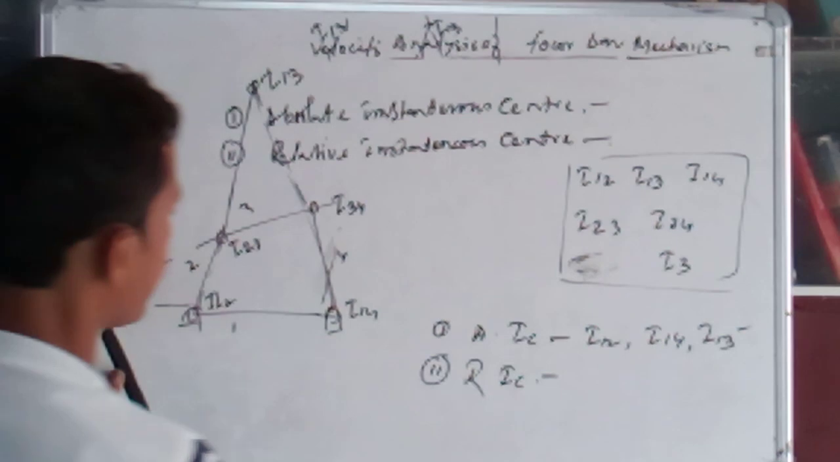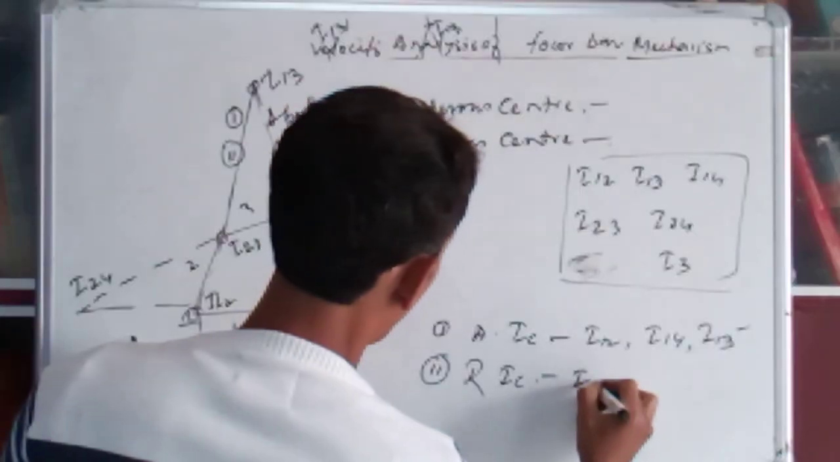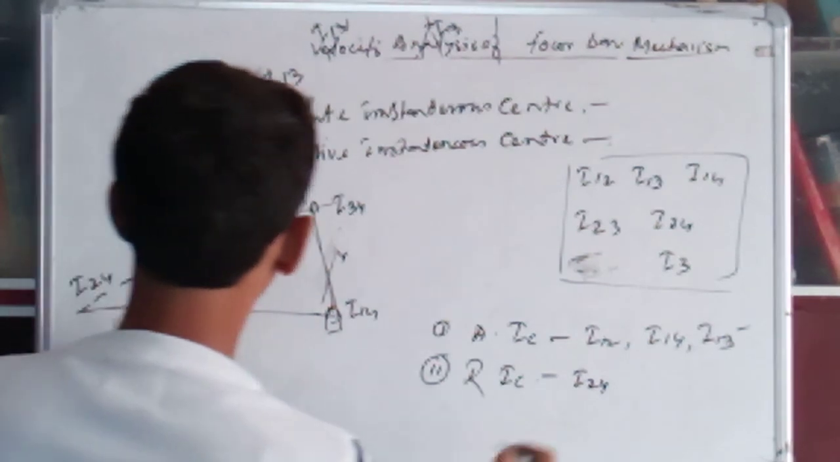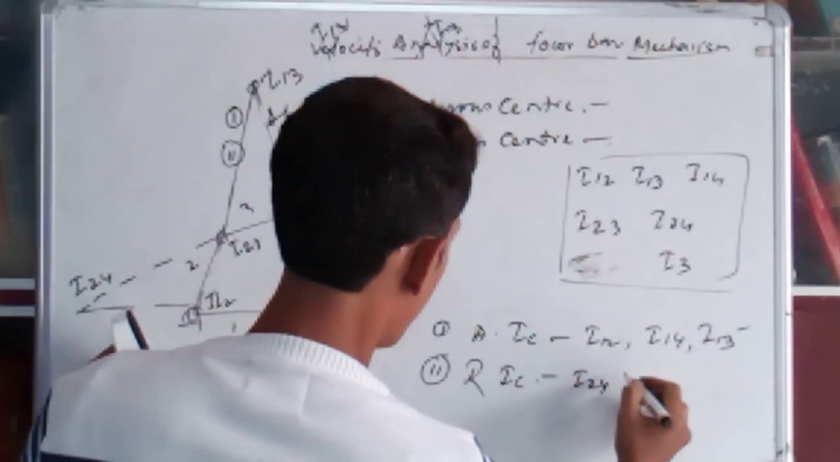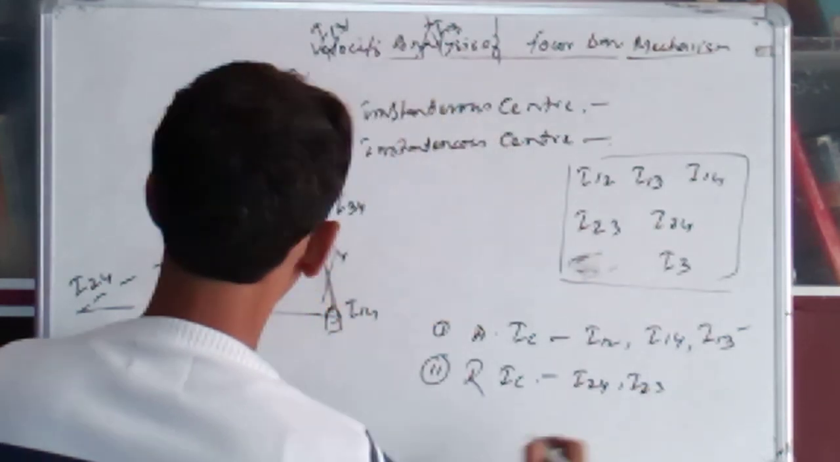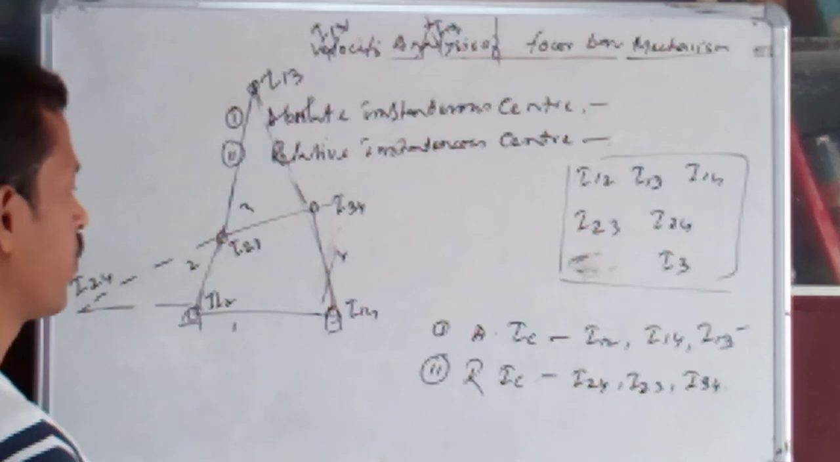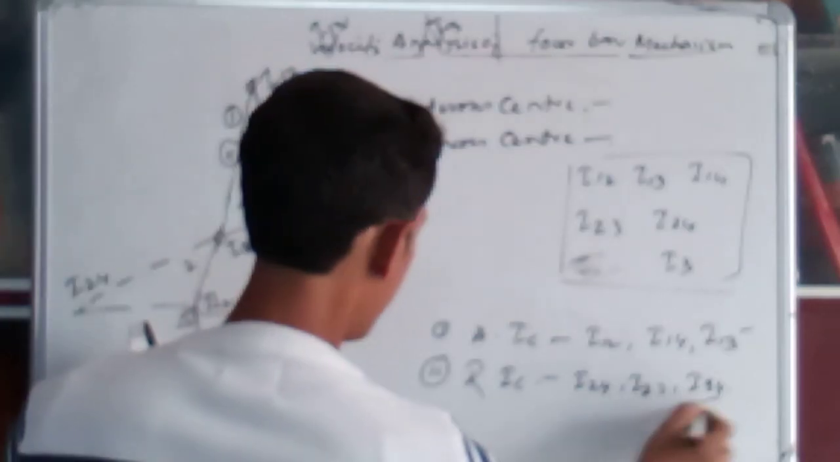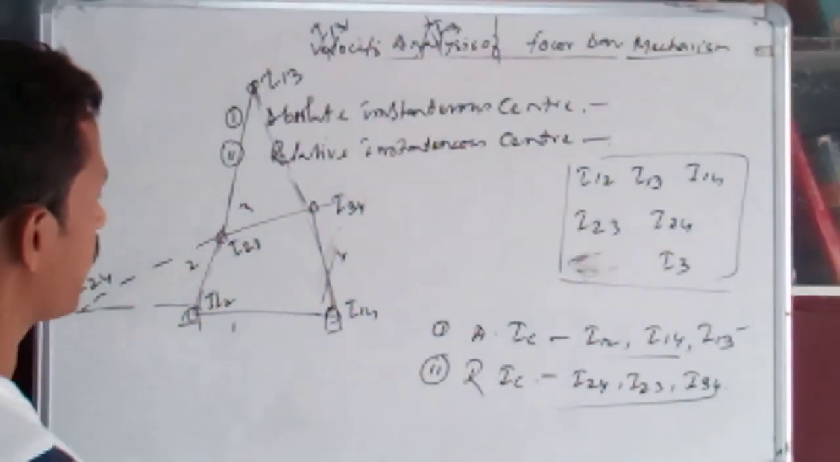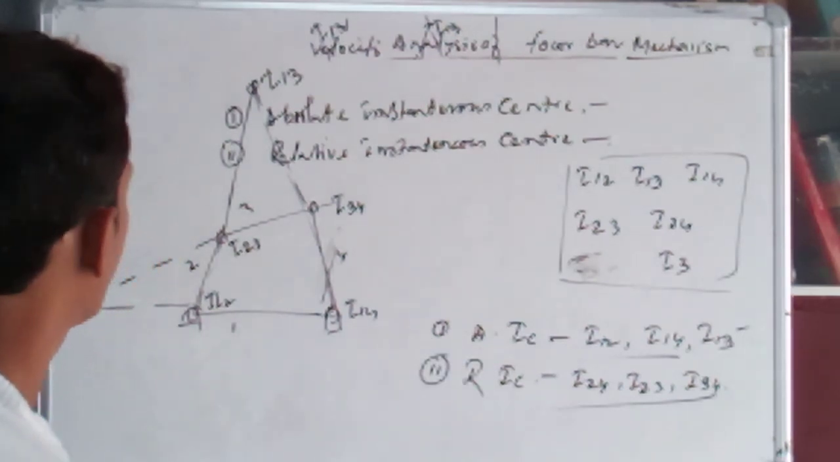And the relative instantaneous centers, so the 3 we have to find out are I24, I23, and I34. Okay, so these are the relative instantaneous centers and these are the absolute instantaneous centers.